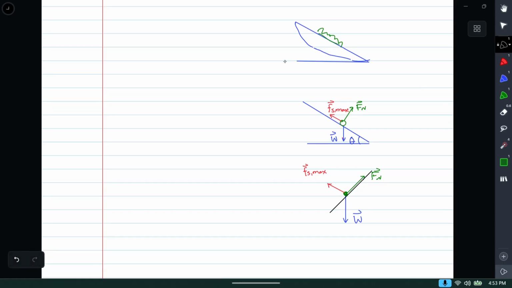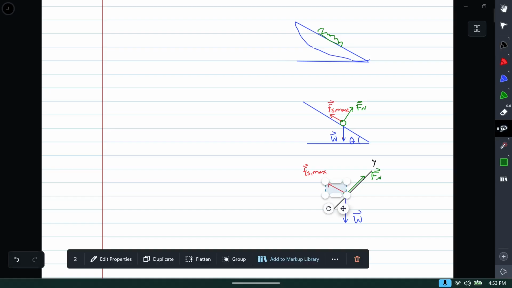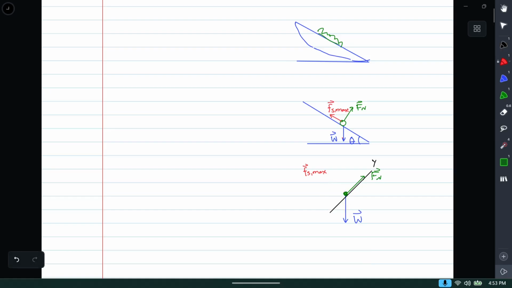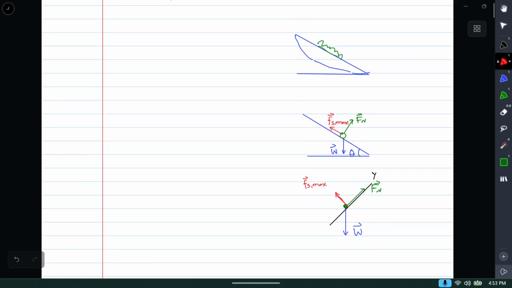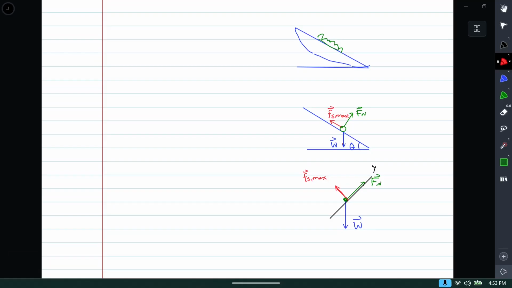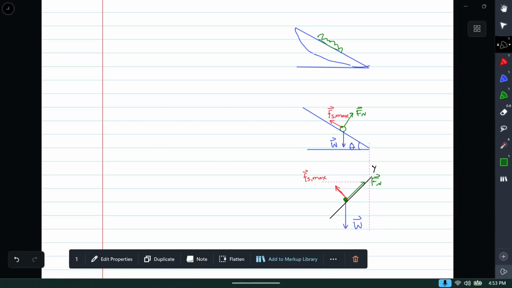So I'll call this the Y direction, and then I'm going to make this a little bit more perpendicular, because static friction, or friction in general, and normal force are always perpendicular to each other. They're two parts of one force. And then I'll choose along the pan as the x-axis.